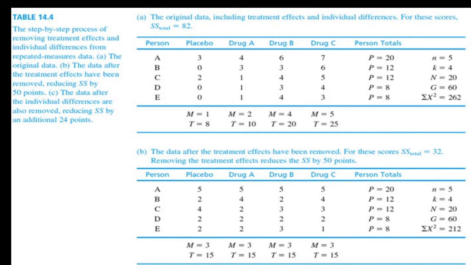So we can see here we have persons A, B, C, D, E. We have the placebo, drug A, drug B, drug C, and person totals. And we have to identify our mean square and the F ratio.